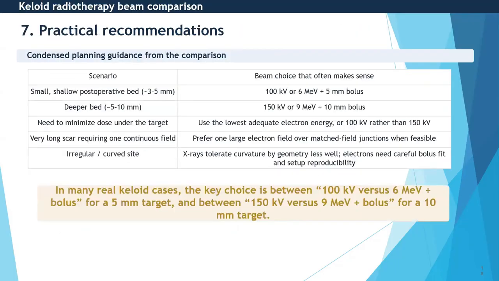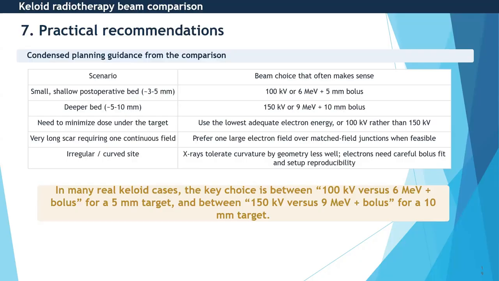So what are the practical recommendations? If it's a small, shallow post-operative bed, one could choose either 100 kV or a 6 MeV beam with 5 millimeter bolus. If it's a deeper bed, one could choose 150 kV or 9 MeV and 10 millimeter bolus. We need to minimize the dose under the target, so beyond the 10 millimeters or so that we're looking at, we use the lowest adequate energy, if possible 100 kV rather than 150.